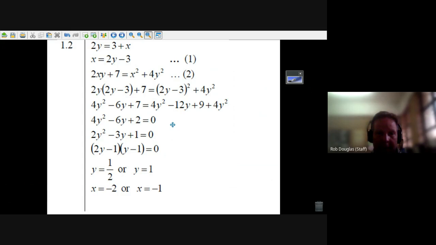Now, what are we going to do here? We're going to take away 4y squared from both sides. So there, that's gone. You've got minus 6y plus 2.